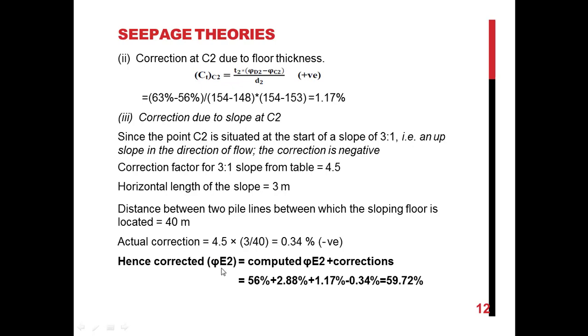So hence corrected phi E2 is equal to computed phi E2 plus corrections. Computed phi E2 is 56%. The correction due to mutual interference is 2.88% and it is positive. Also, the correction due to thickness of the floor is positive and its value is 1.17, while the correction due to slope at C2 is negative since the slope is in the upward direction, and its value is minus 0.34%. So the corrected percentage pressure at E2 is equal to 59.72%.